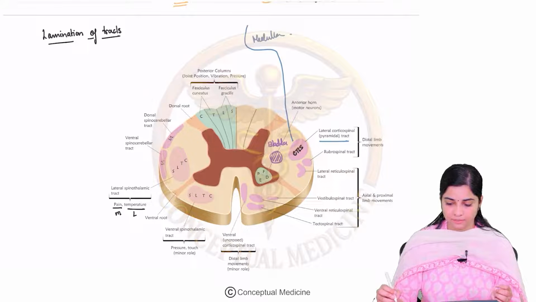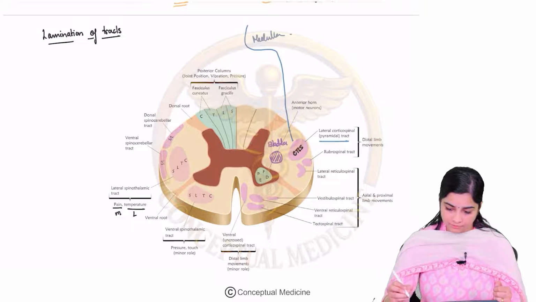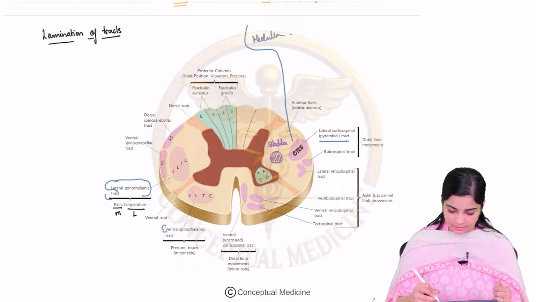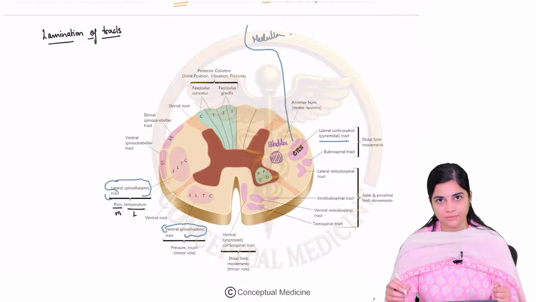Fine. Then what are the other tracts? Then we also have your lateral spinothalamic tract and the ventral or the anterior spinothalamic tract.